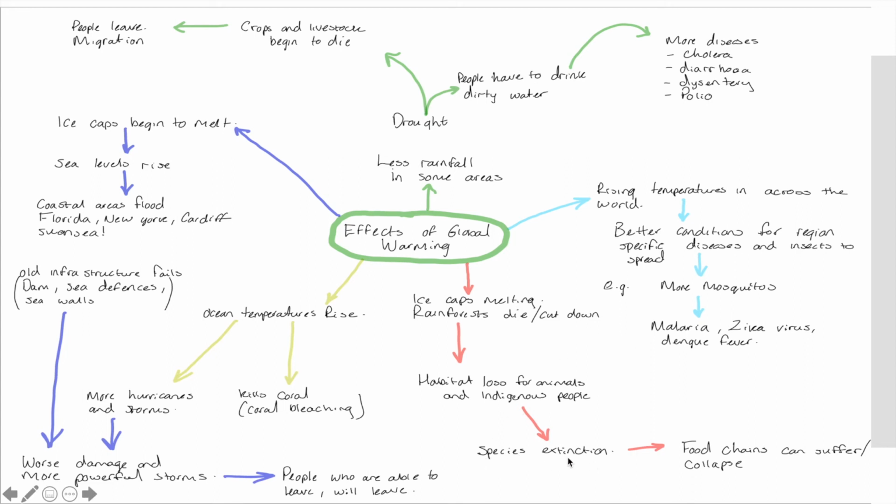Species extinction, some of the animals that people eat may leave, or their food won't be available, and then food chains can suffer or collapse. Extremely dangerous. This can happen. This has happened in other places around the world. When you take one animal out of a food chain, it has huge effects, and it can result in all sorts of unintended consequences. Loads of things that we didn't realise could have happened will happen by removing one animal out of a food chain. It's really serious. So pause this, and then you can write this down, and then we'll carry on to yellow.